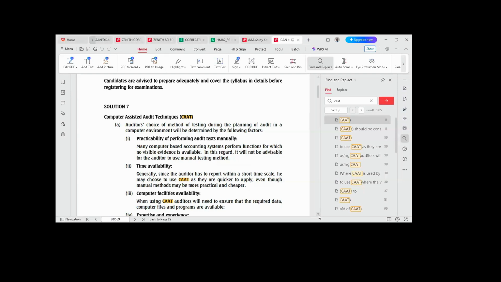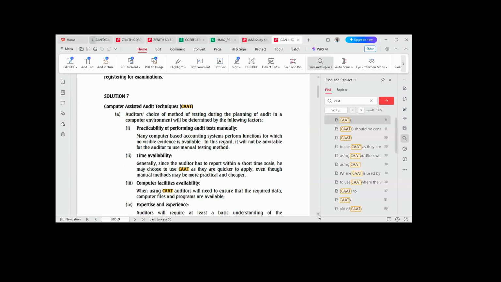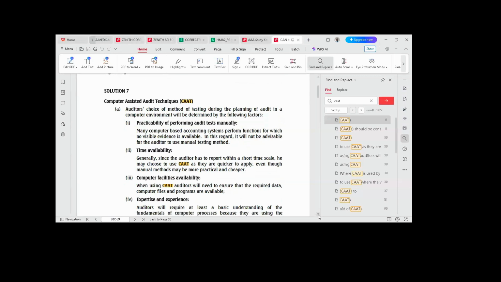That's self-explanatory, right? Second one, you need to consider time availability. Since the auditor has to report within a short time scale, he may choose to use CAATs as they are quicker to apply, even though the manual method may be more practical and cheaper. We talked about that earlier on. Number 3, computer facilities availability. When using CAT, auditors will need to ensure that the required data, computer files, and programs are available. I've talked about that also in the course of the discussion.